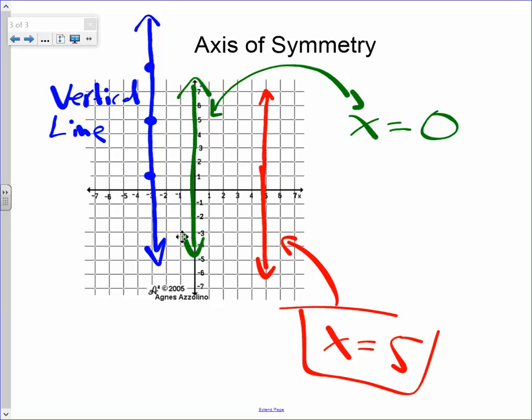So you guys, I trust at this point, if I say graph a vertical line, it's just going to be x equals whatever the number is at that vertical line. Okay, so vertical lines are just x equals whatever number it is.